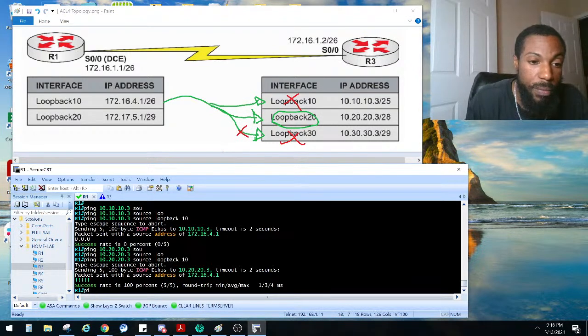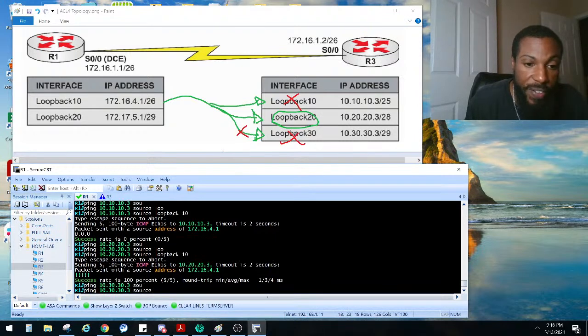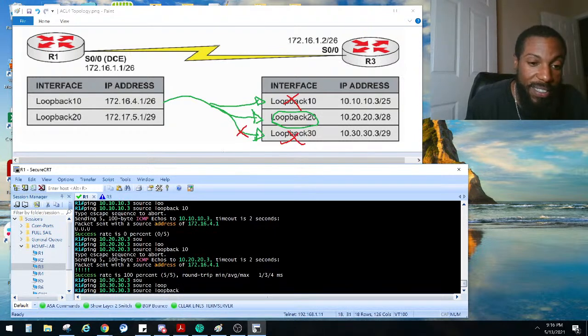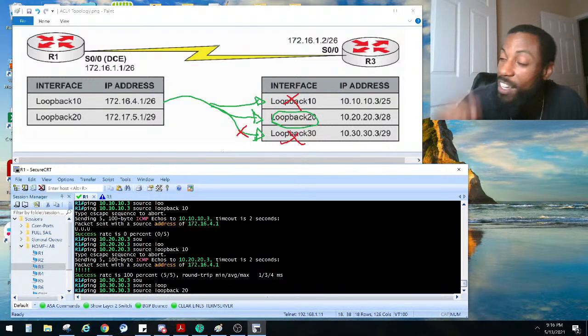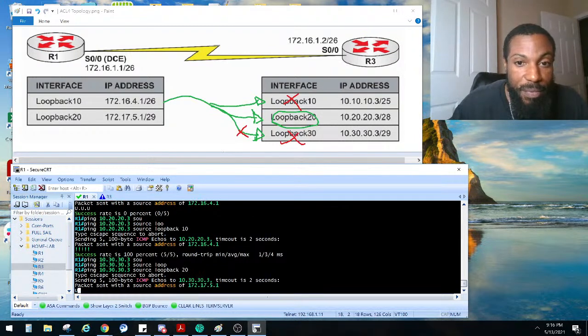Ping 10.30.30.3 with a source interface of loopback 20. Pray to the network gods, because I'm tired of this streaming. Nah, I love hanging with y'all, man. I love doing this. Your lab every day, man. It's fun. It got blocked.